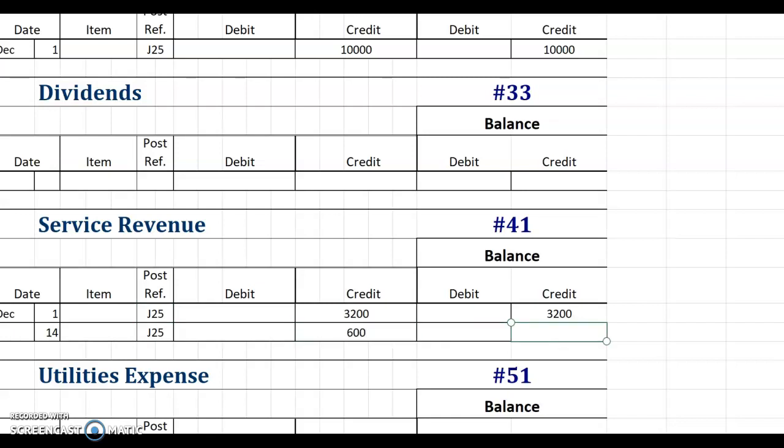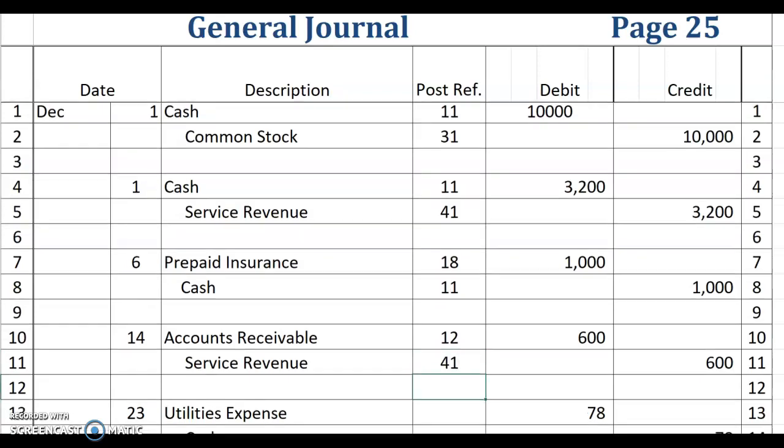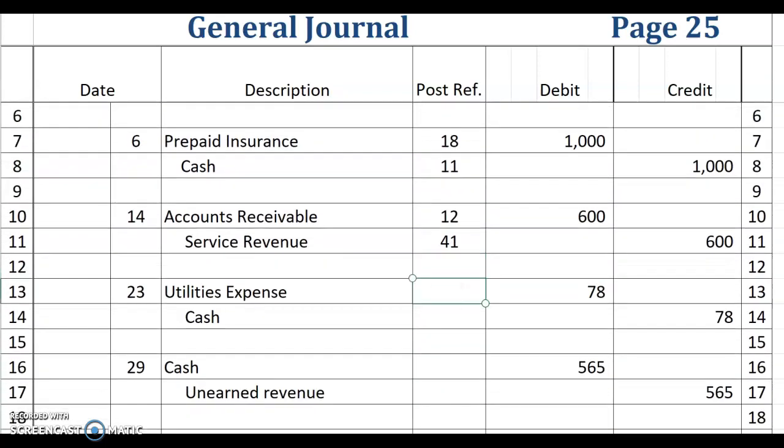And so now the balance in service revenue, it was $3,200. And then we add the $600 we just earned. A credit and a credit will be added. So now we've got $3,800 in service revenue. And so we put in the 41. And we'll go through and we'll do the same thing for the remaining.